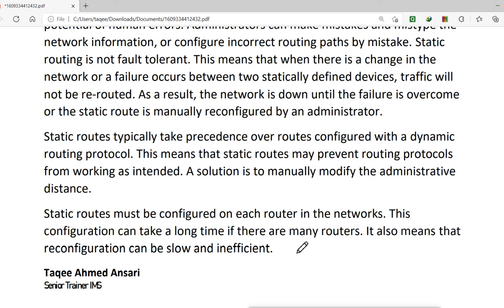Now for all these problems, it does not support the big network. It actually supports it, but we can't afford it, we cannot manage it. That is why we have dynamic routing. So what we saw here is static routing, how we configure static routing, and what the advantages and disadvantages of static routing are.